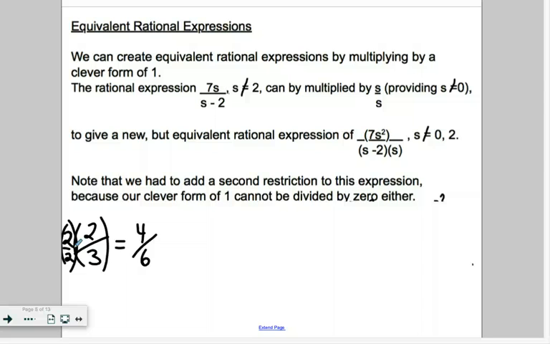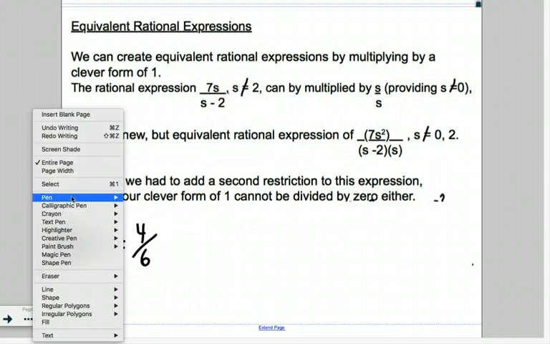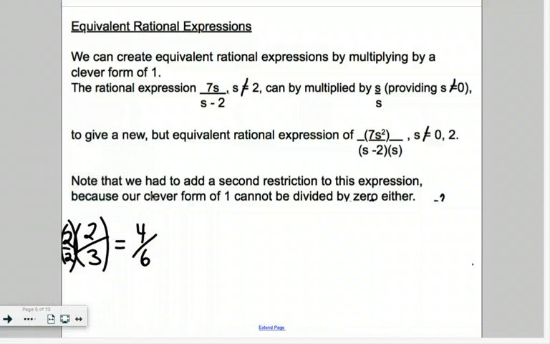And the same thing can be done with these rational expressions, right? So we can start looking at this expression such that 7s divided by s minus 2, with the inequality that s cannot equal 2, the non-permissible value. Okay? So what we've got here is this rational expression that has our non-permissible value at 2, because that would cause division by 0.